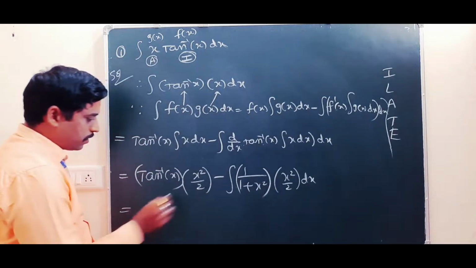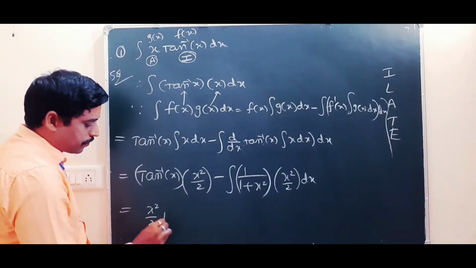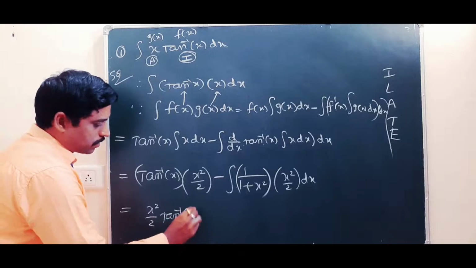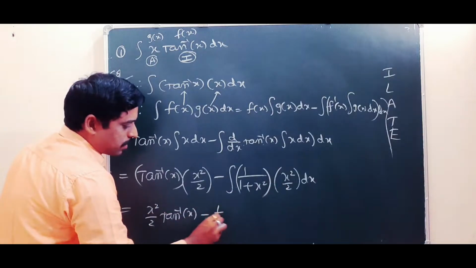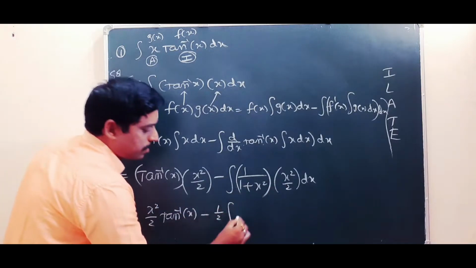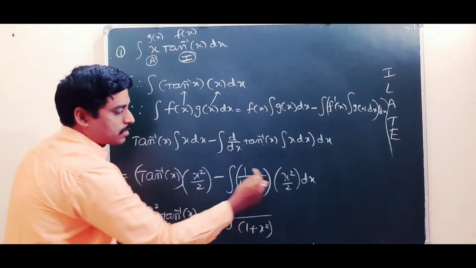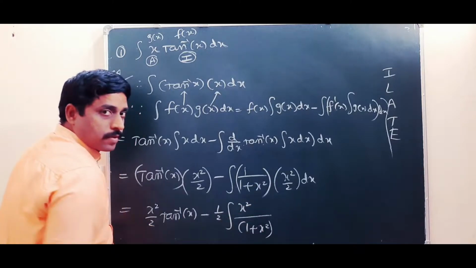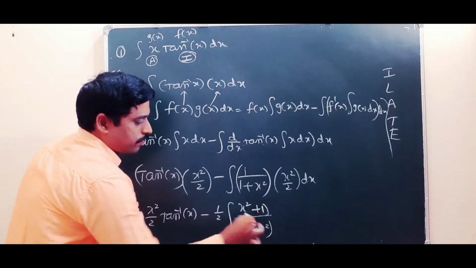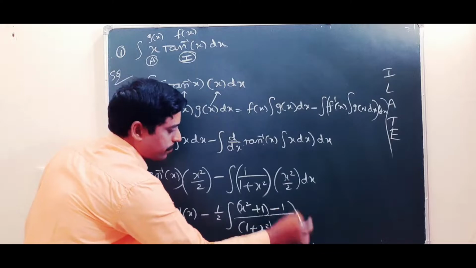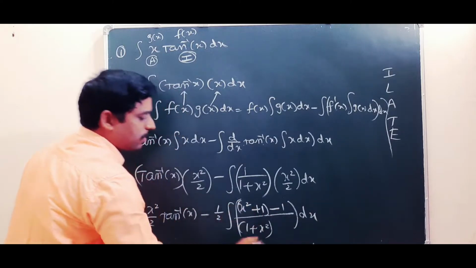It will be x square by 2 into tan inverse x, and in this, 1 by 2 is constant, so integral, first write denominator value 1 plus x square. What is the numerator? x square. Adding and subtracting 1 in the numerator.